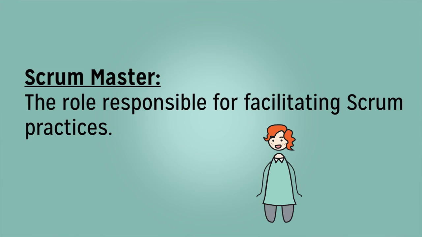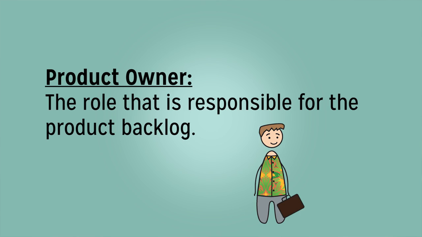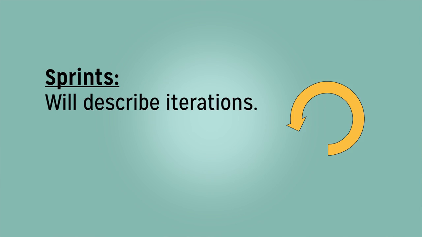Before we get into the details, I want to review Agile terminology that we'll be using in this lesson. A sprint review meeting is a common Scrum event. The term Scrum Master is used to describe the role responsible for facilitating Scrum practices. Product Owner is used to describe the role that is responsible for the product backlog. Sprints will describe iterations. There are two distinct Scrum events that occur at the end of a sprint: the sprint review meeting and the sprint retrospective meeting.